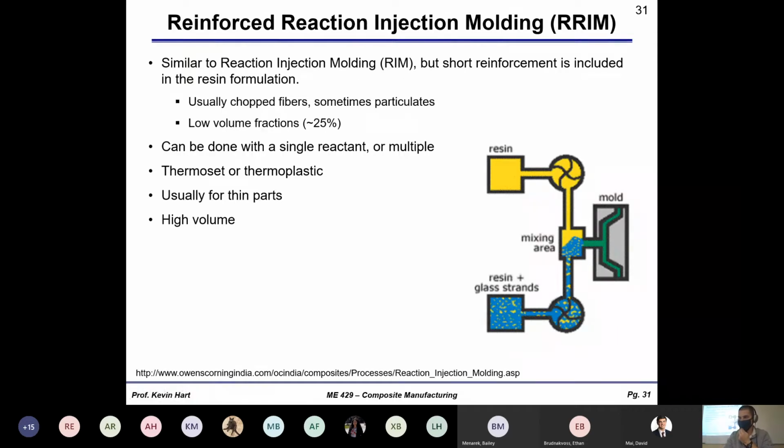Finally, I think this is the last one we talk about, is reinforced reaction injection molding. We talked about reaction injection molding as the dry process, where you put all of your fabric into your mold, and then you inject the two-part resin into the closed mold. That all cures, you release your part, you're good to go. There's another way that this can be done, and that's called reinforced reaction injection molding.